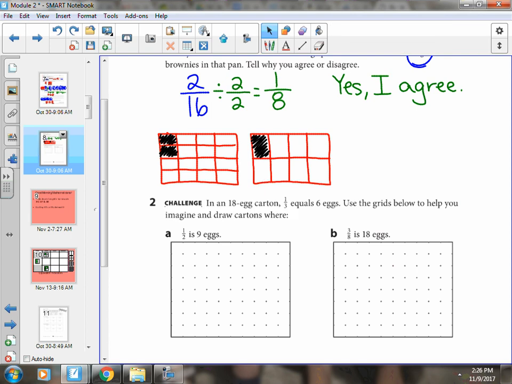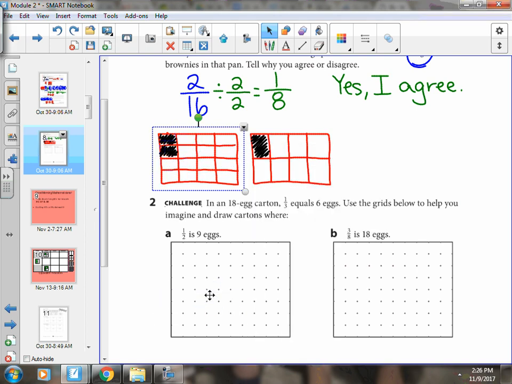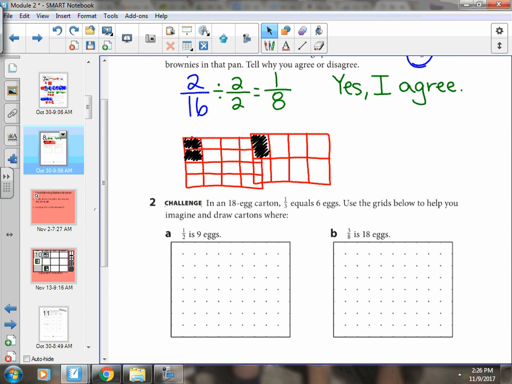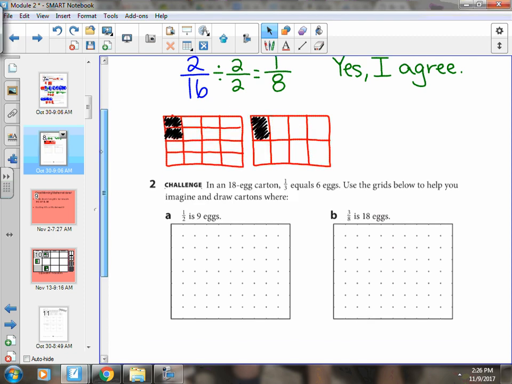I know you don't have a smartboard in front of you, but you can enjoy my smartboard capabilities. If I were to slide 2/16 on top of 1/8, do you see that it's just the same? 2/16 is the same thing as 1/8, so that's why we agree.